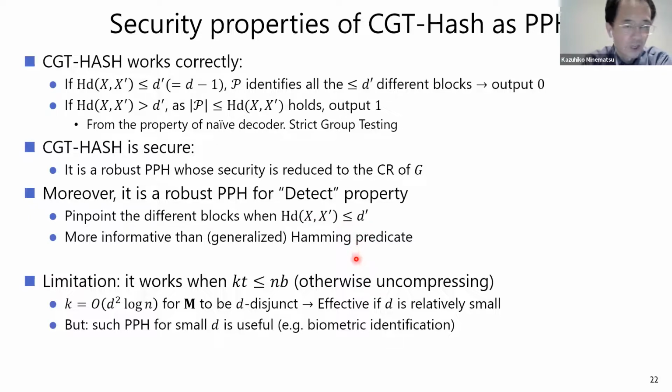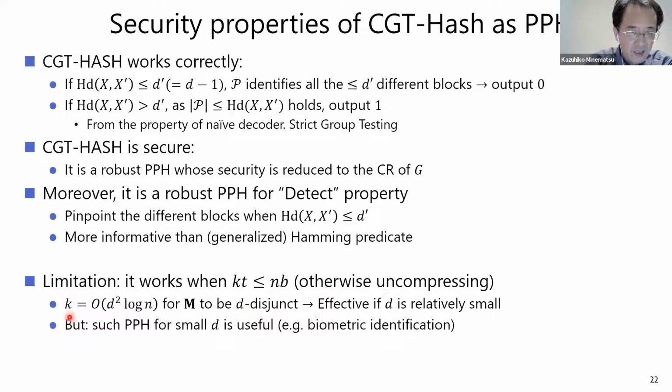This is not a predicate, so not a binary function. So it is more informative than the generalized Hamming predicate. And I have to mention that there's a limitation because we have to compress the output. So this inequality must hold.